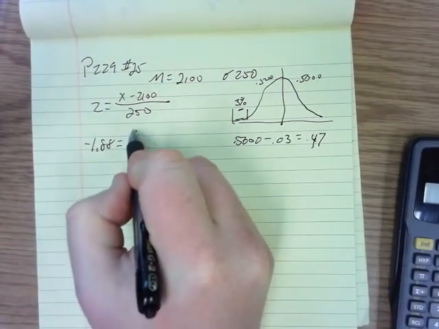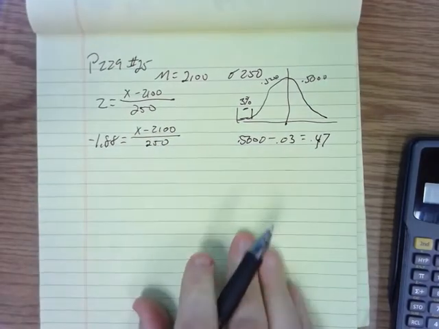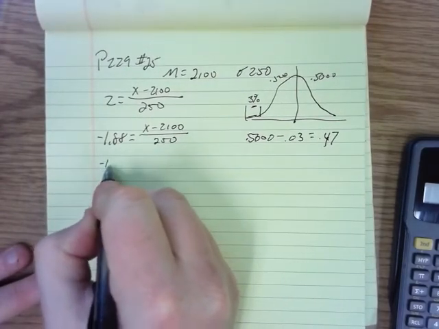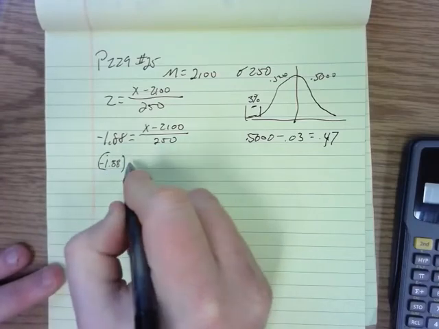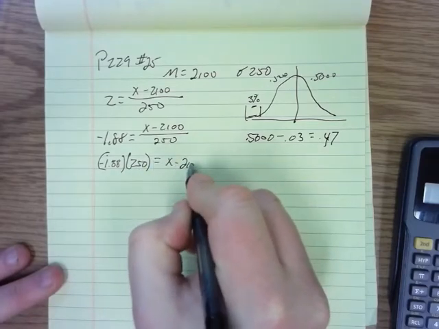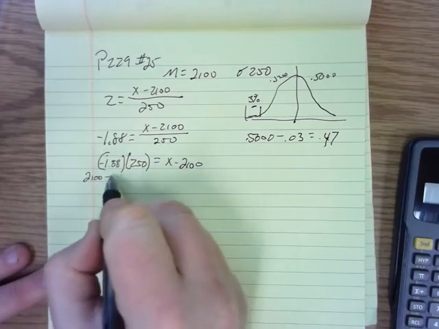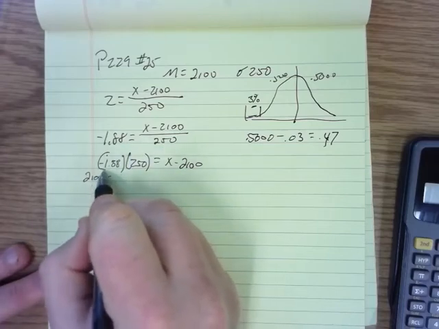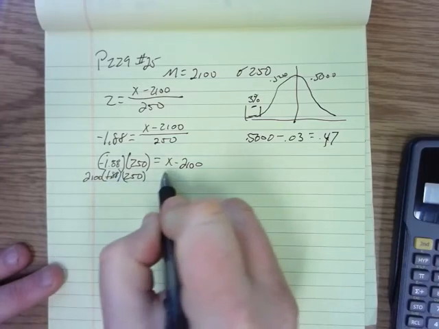So that's going to be equal to x minus 2100 over 250. Well, now let's solve for x. Let's start bringing stuff across. So we're going to have negative 1.88 times 250 is equal to x minus 2100. And let's bring 2100 across, plus or minus depending on what it is, but it's going to be negative 1.88 times 250. It's going to be equal to x.